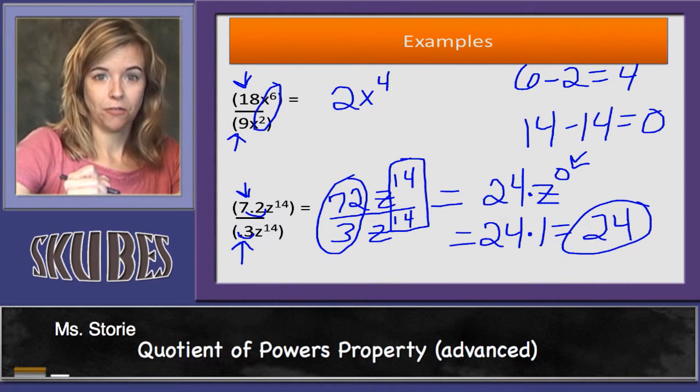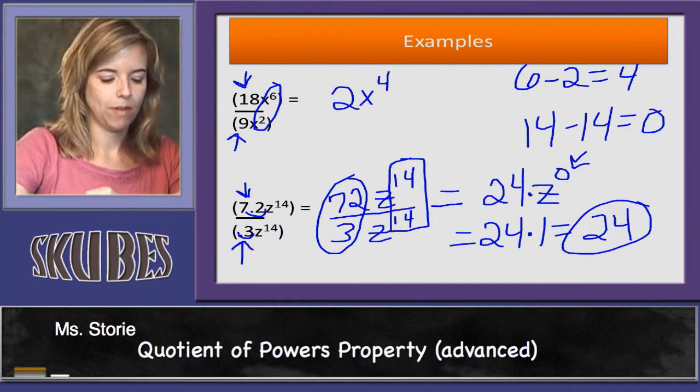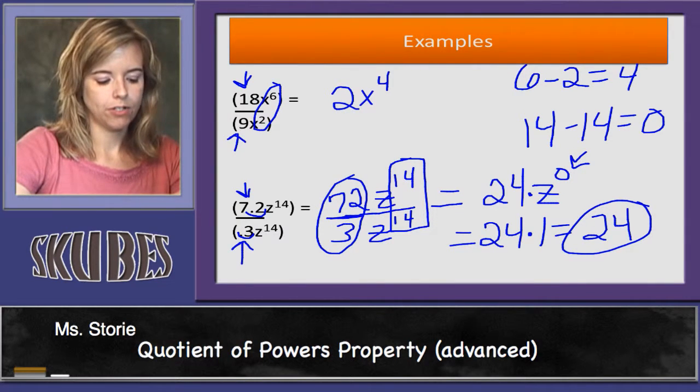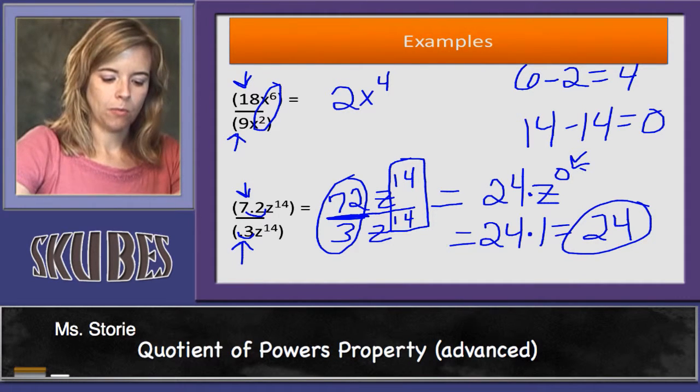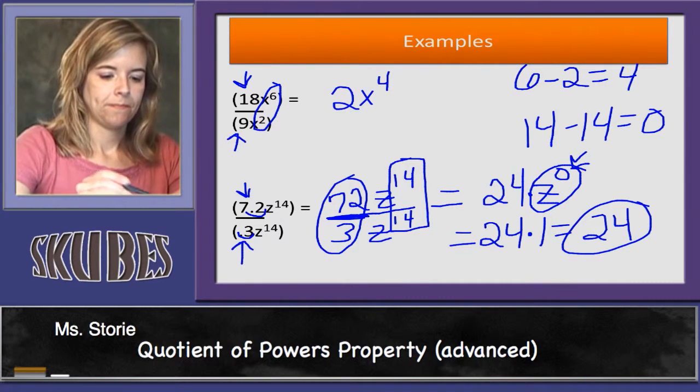That sounded like a lot, so if you have to go back and replay that and re-listen to it and try it again, do that. But the key is, remember that the coefficients, you have to divide them like they say, exponents get subtracted, and then remember all these special guys, like z to the 0, and what that really means.